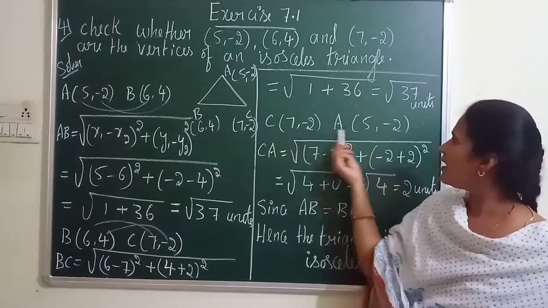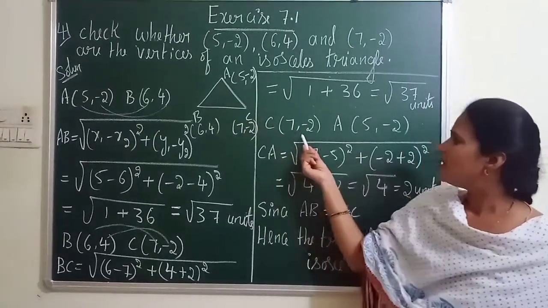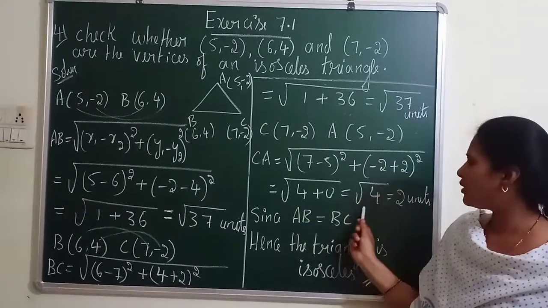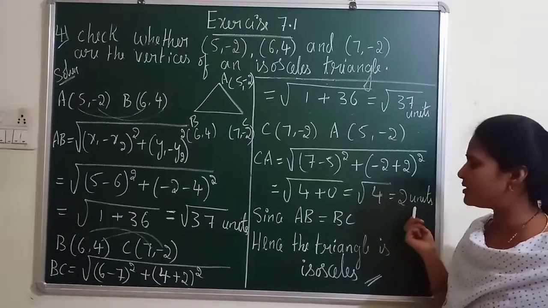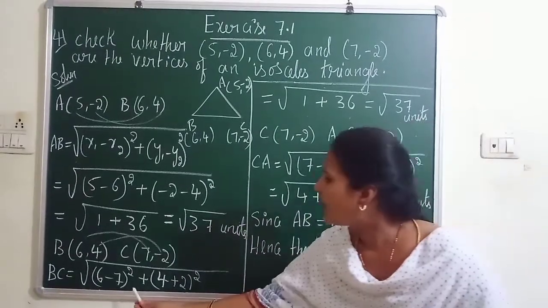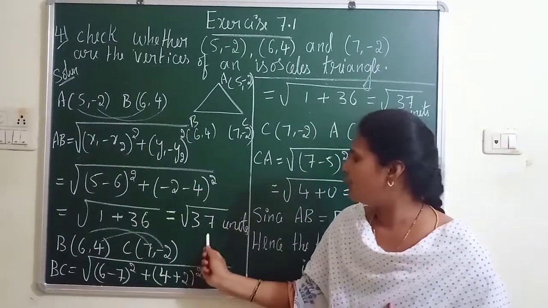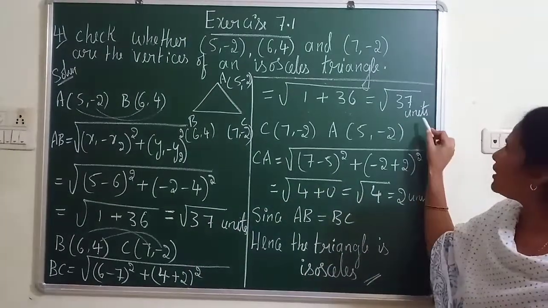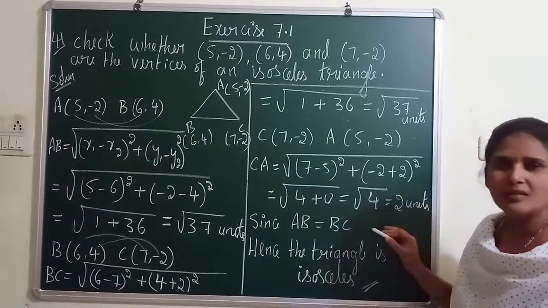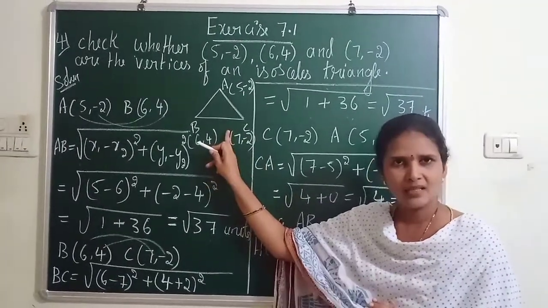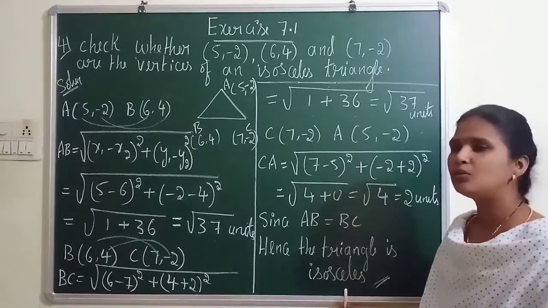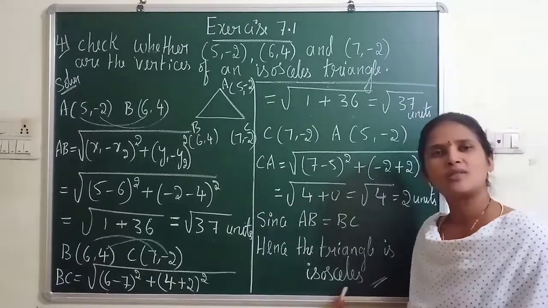And the third is C and A. The line segment AC. C is (7, -2) and A is (5, -2). Again apply the distance formula, you get square root of 4, that is 2 units. You can clearly observe here that two line segments are equal. What are they? AB is root 37 and also you got the BC line segment as root 37. And the third line segment is different. Since among the 3 sides, any 2 sides, I got AB and BC equal, so I can conclude that the given triangle is an isosceles triangle.